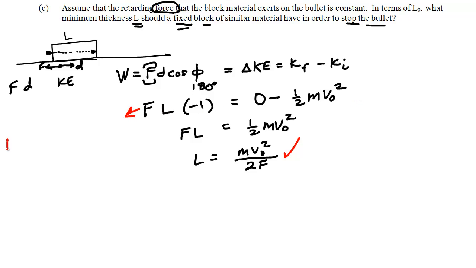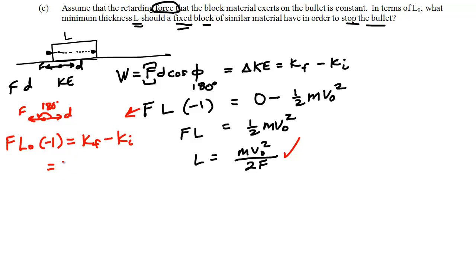So we're going to have the same force, because it's similar materials, times not L, but L naught in the first case. And this is also going to be multiplied by -1, as this is a retarding force where the force is this way while the displacement is this way. So we have a phi angle of 180 degrees. This will equal change in kinetic energy, which for that bullet, kinetic final minus kinetic initial.